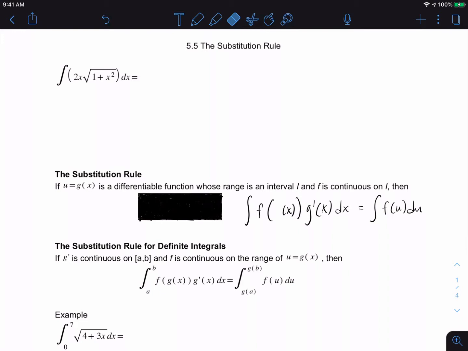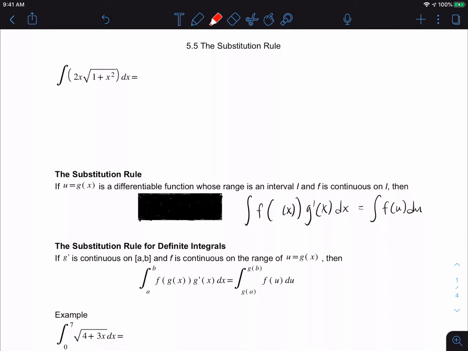Before I go into any of the rules, what I want to do is show you an example so you guys can kind of see what the idea behind all of this is. So the first thing that we're going to do is we have a product here, and this product, we have the 2x and then the root of 1 plus x squared. And I've talked about that before where we didn't know how to do that.